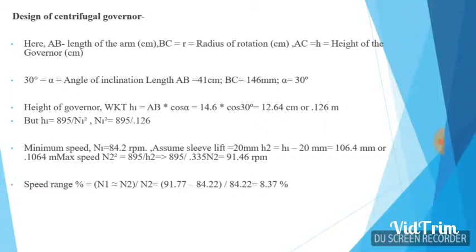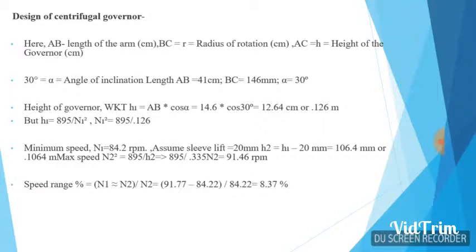Height of governor, WKT, h1 is equal to AB into cos alpha, is equal to 14.6 into cos 30 degrees, that equals 12.64 centimeters or 0.126 meter. But h1 is equal to 895 upon n1 square, and n1 square is 895 upon 0.126. The minimum speed required, n1, is equal to 84.2 rpm.